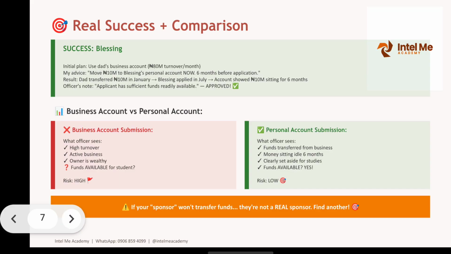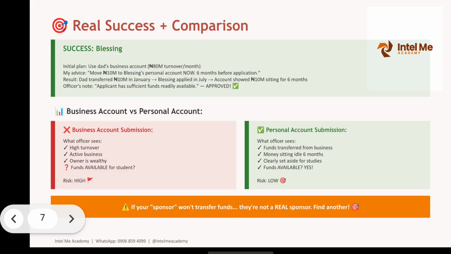Now let's use a real success story so you get to see the difference between leaving the money, submitting your business account, and submitting your personal account. So the initial plan was to use her dad's business account with 80 million naira turnover per month. So we advised her to move the money she needs into her personal account and just leave it there.